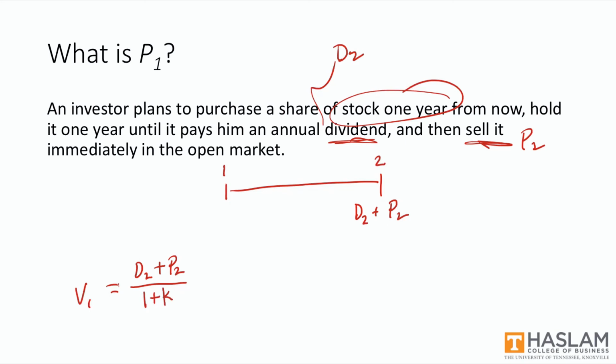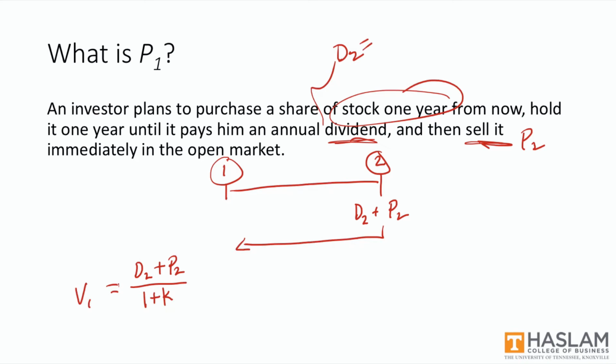discounted again, only one period, right? So don't be confused by the fact that this happens at time 2. We're just going back one period to time 1, and so that's why we don't have a squared term in the denominator. And so in order to solve this problem, we just need some values for D2 and P2.